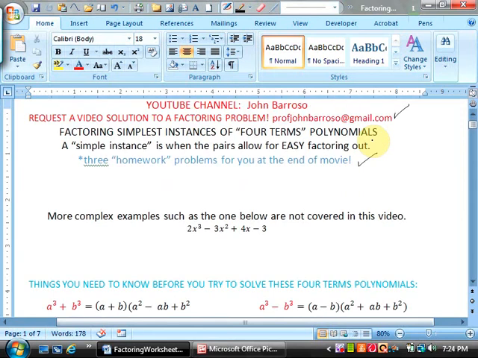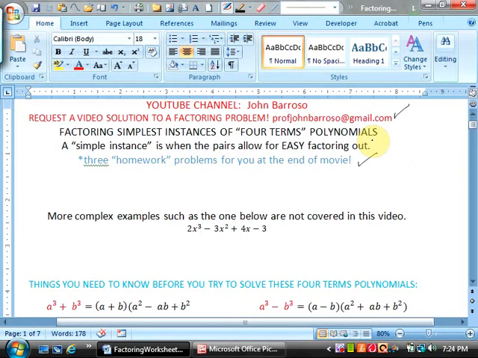Okay, we're only factoring the simplest instances, when we can easily factor the pairs. We have 4 pieces, we pair them 2 and 2, and we want to work on examples where we can easily factor each of the two terms.